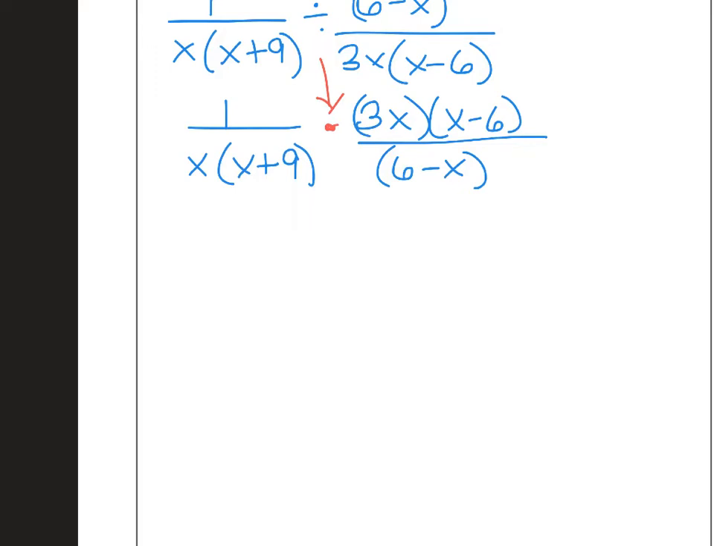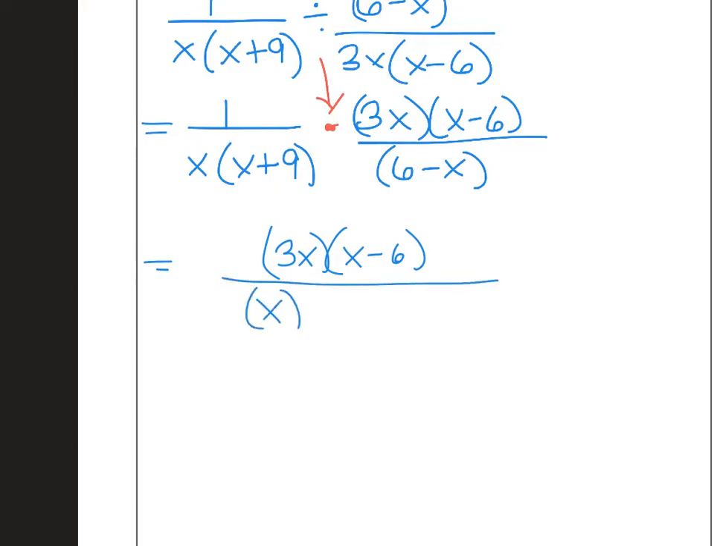So I have 1 up top times 3x times x minus 6. And in the denominator, I have an x, I have an x plus 9 and a 6 minus x. Now what can we simplify here? I can definitely see that we have an x that can reduce to 1, and be on the lookout for this type of thing. X minus 6 and 6 minus x, they are opposites of each other. So when I reduce that, I'll have a negative 1, and that looks like all we can do here.